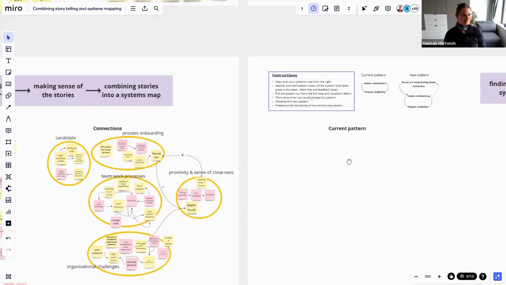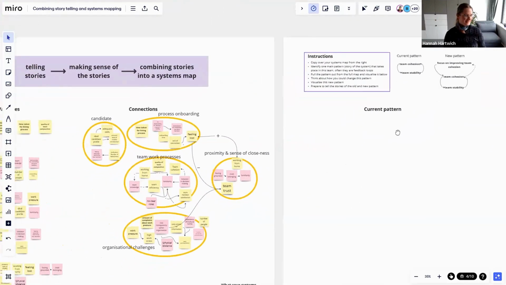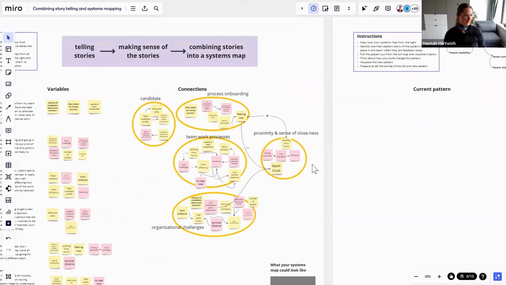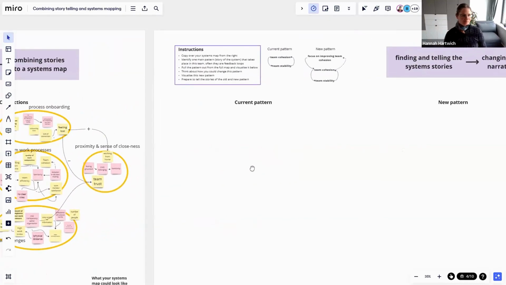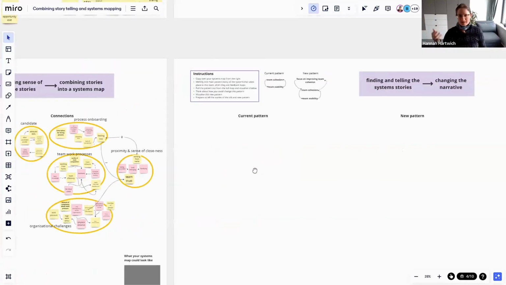So again, have a look at what you have now. What is one of the patterns that you can maybe zoom into for now? And for that one, think about how we can change this current pattern. Then, once we come back, I will ask you to tell me the story of that new pattern that you came up with.